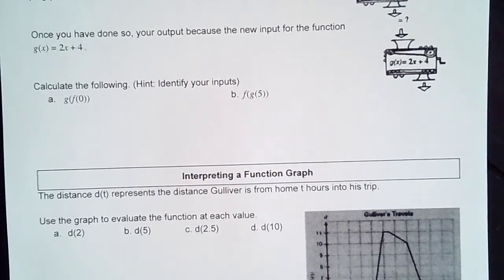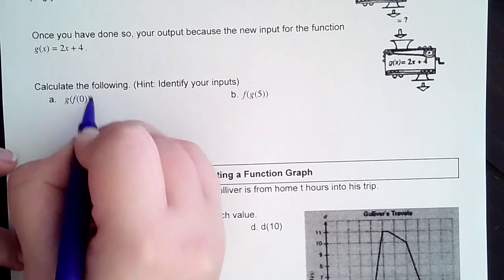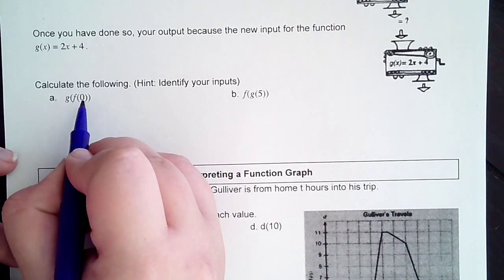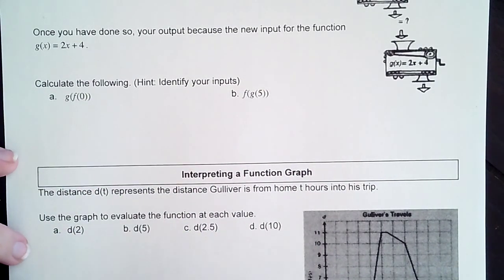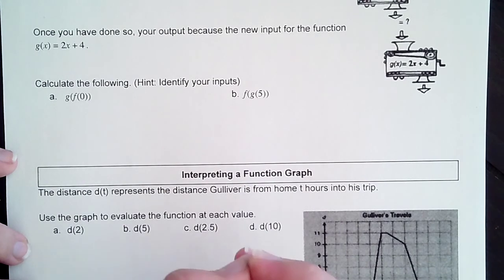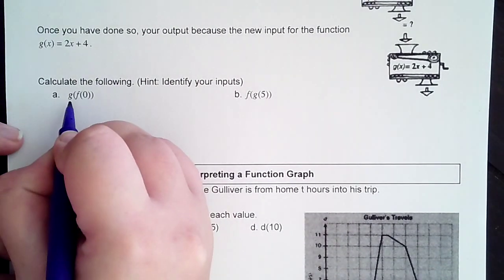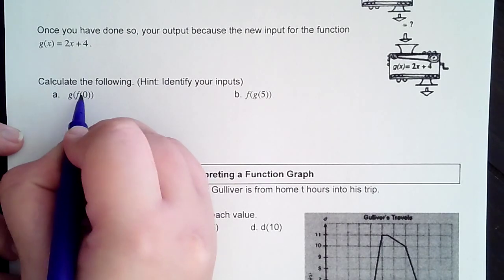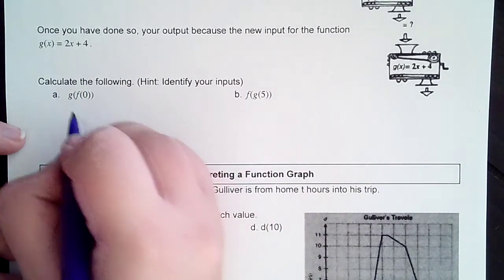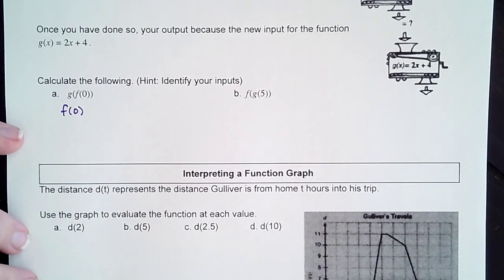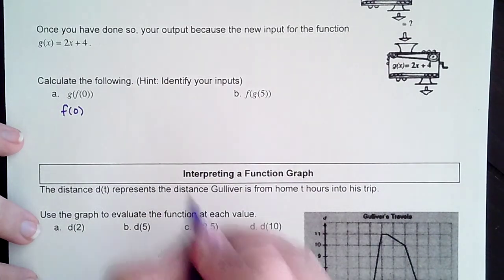Identify your inputs. The thing to make these easier is to remember that parentheses work from the inside out. So work from the very inside towards the outside. So this function is g of f of 0, meaning I need to find f of 0 before I can find my other functions.